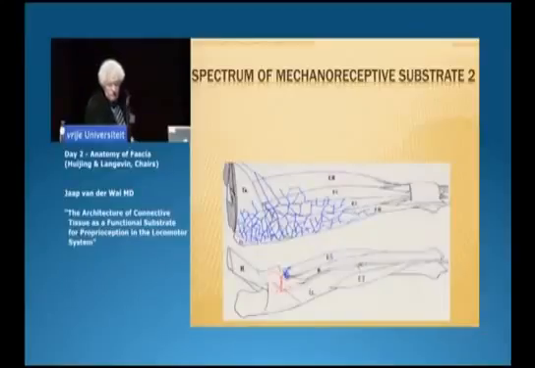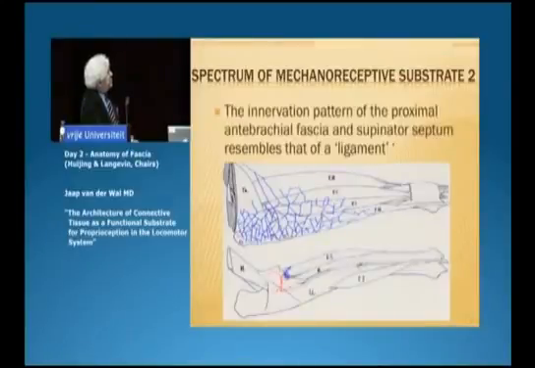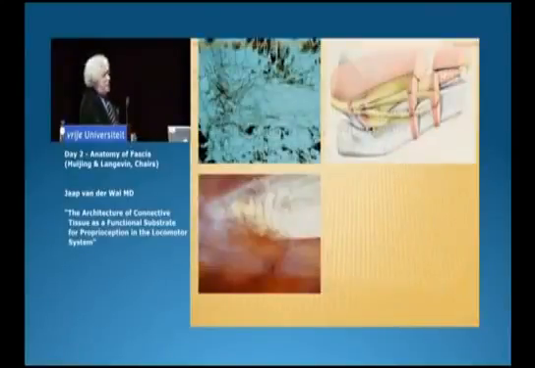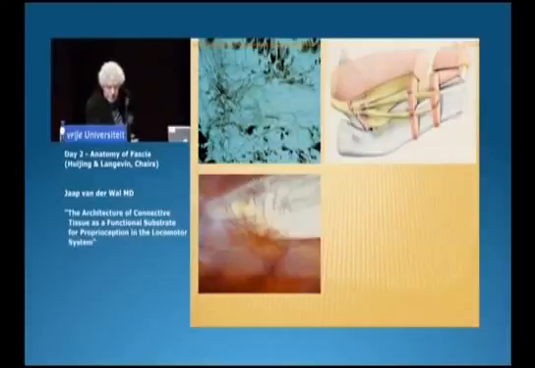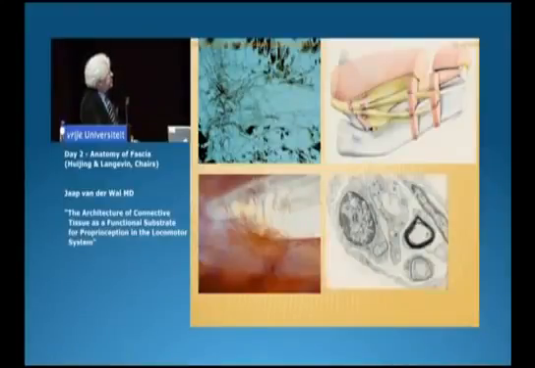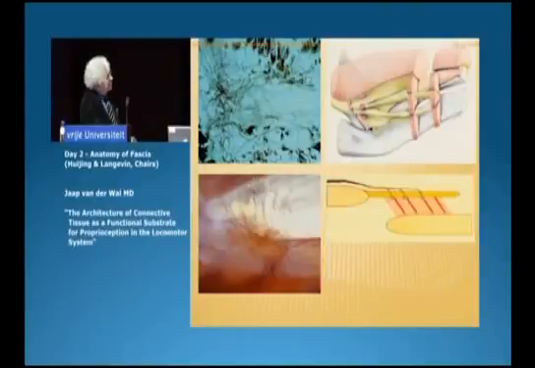Even the type of nerve fascicles that were inserting into those proximal connective tissue layers simply resembled the innervation of a ligament. The so-called antebrachial fascia, the so-called supinator or annular ligament or supinator septum or aponeurosis was completely innervated by a plexus of nerve fascicles that had all kinds of nerve fibers that also were connected with mechanoreceptive substrate and of course with nociceptive substrate. This is the classical situation we found.